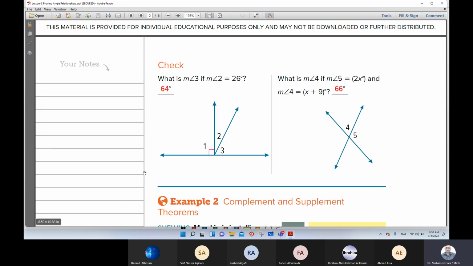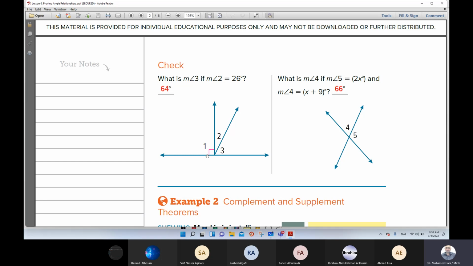In this example, as you see, we have angle 1, angle 2, angle 3. We know angle 1. Angle 1 will be 90 degrees, or a right angle. And we know angle 2 is 26. And angle 3 is the missing angle. What is the measure of angle 3?